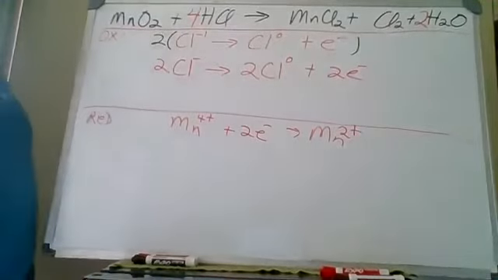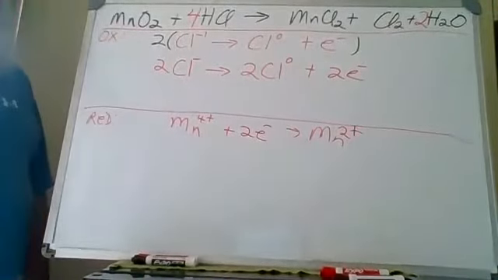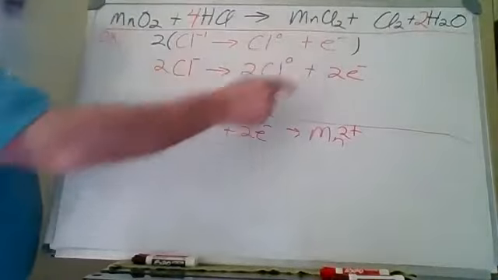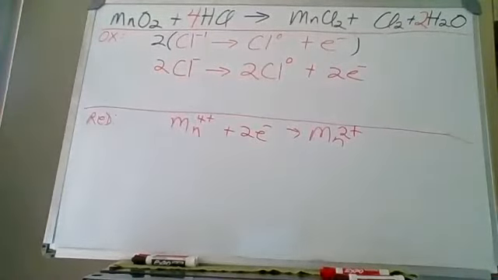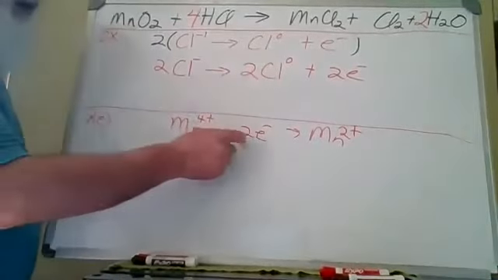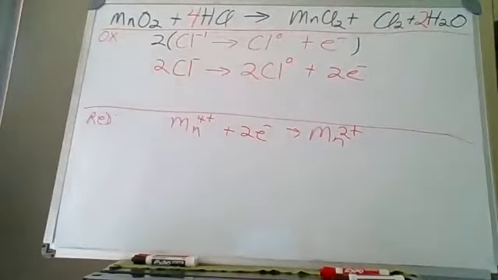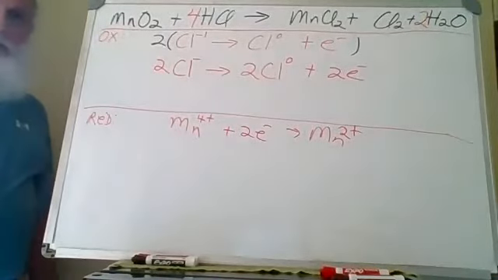And how many electrons are transferred during this chemical reaction? 2. So for every mole of chlorine gas that we produce, there's going to be 2 moles of electrons that are transferred. Any questions or comments here?